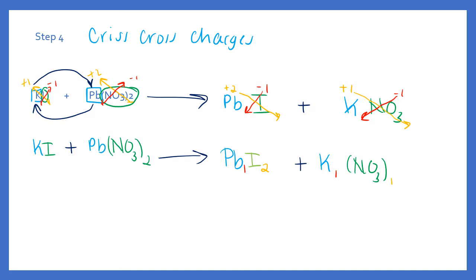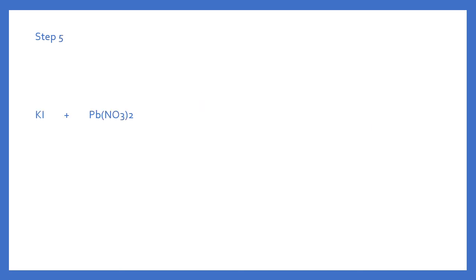Step 5 is going to ask you to simplify the charges or the tiny subscripts. We don't need to worry about that for this one.